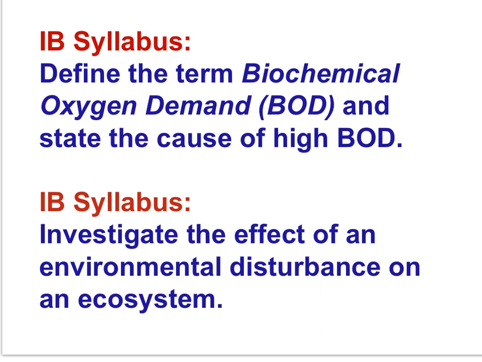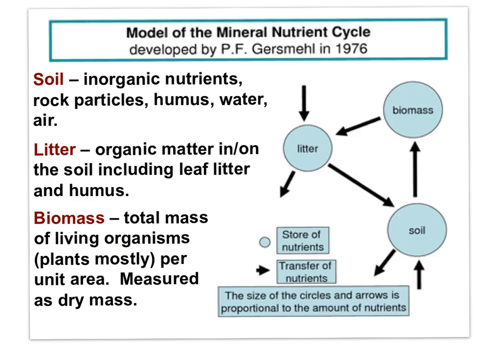So at this point, could you define the term biochemical oxygen demand and state the cause of high BOD? And now that you know how to measure BOD, you know at least one way of investigating the effect of an environmental disturbance on an ecosystem. And lastly, I want to return to Gersmehl diagrams to reinforce them and to make a connection to the cycling of the nutrients that I've covered in this movie.